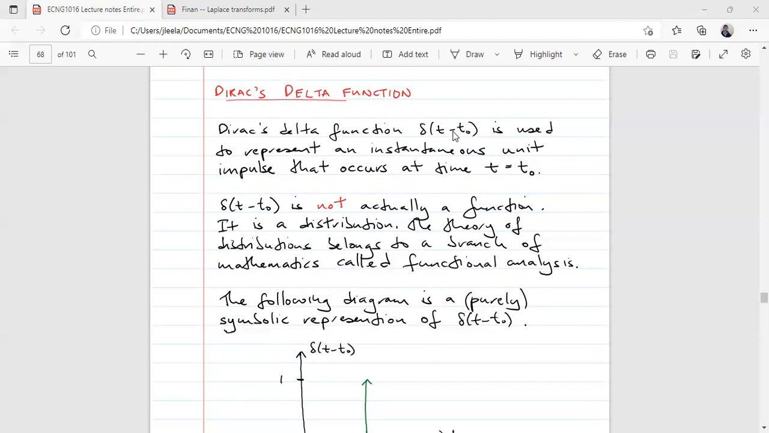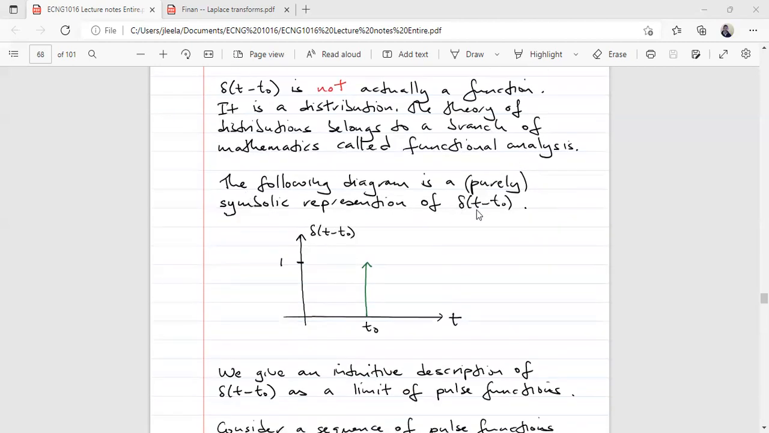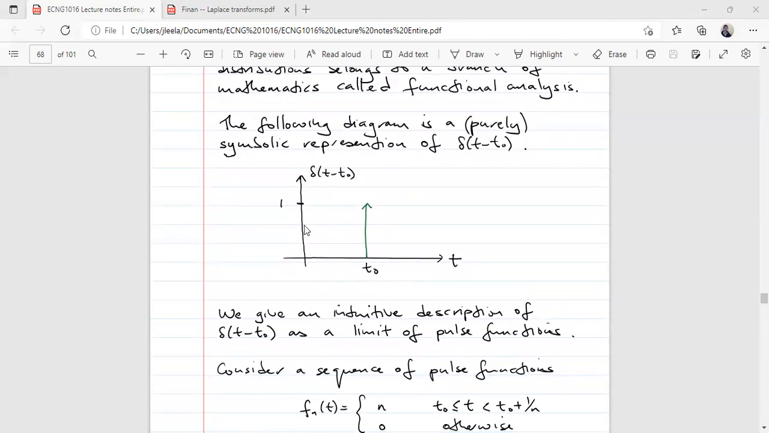So the Dirac delta function, delta of t minus t naught, is not actually a function, as I just said. It is really a distribution. The theory of distributions belongs to a branch of mathematics called functional analysis. This is just a symbolic representation of the Dirac delta distribution. You have your coordinate axis here, your t-axis and your Dirac delta of t minus t naught, and you have here your t naught. This is your instantaneous time along the t-axis, and you have an impulse like a vertical jump there.